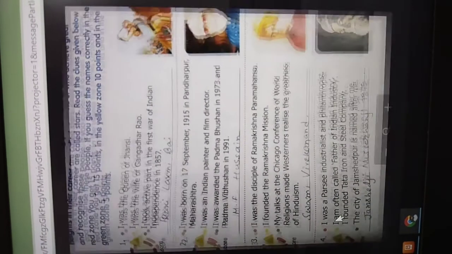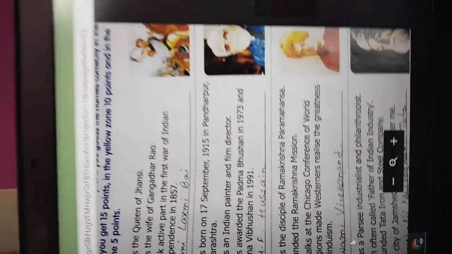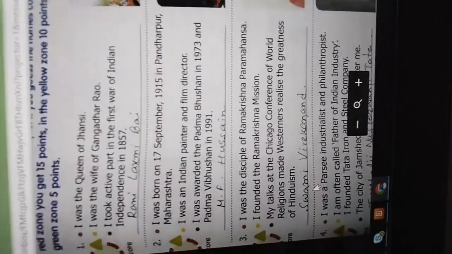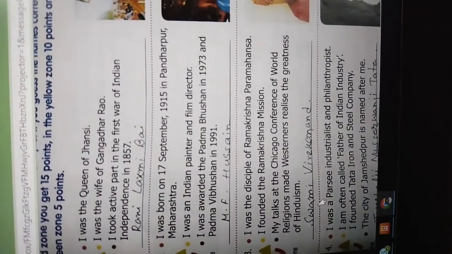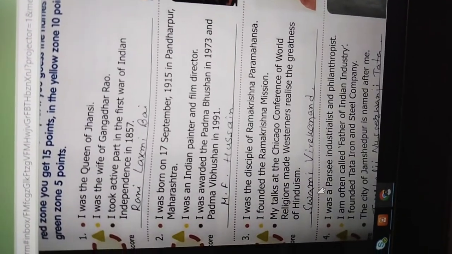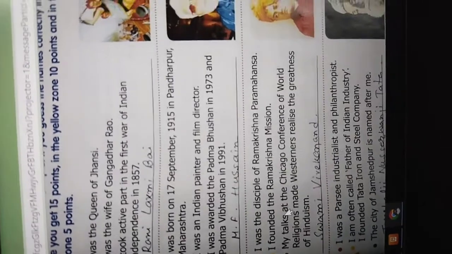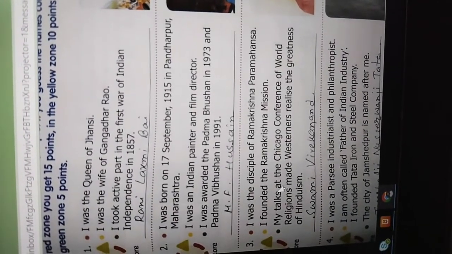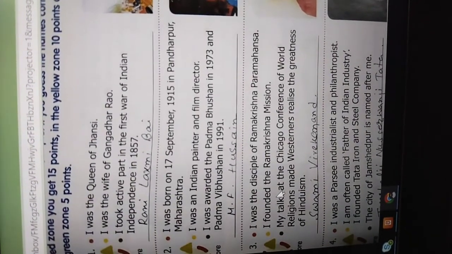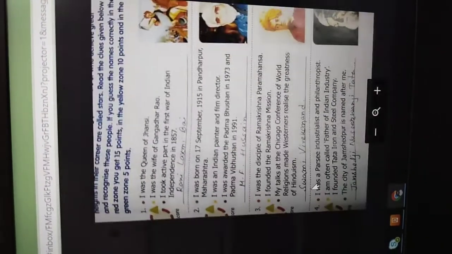Now start. Number one. I was the queen of Jhansi. Everybody knows that. Rani Lakshmibai. Now next is number two. I was awarded the Padma Bhushan in 1973 and Padma Bhushan in 1991. The answer is M.F. Hussain.